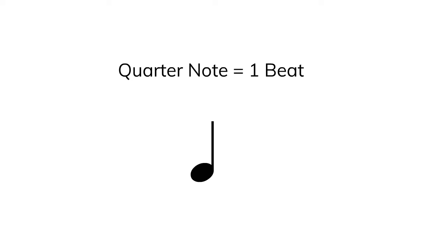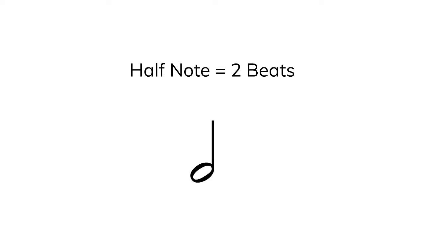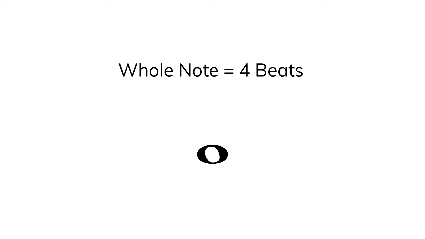Here are some examples of different note values when the quarter note is counted as one beat. This is a quarter note. It's worth 1 beat. This is a half note. It's worth 2 beats. This is a whole note. A whole note is worth 4 beats.